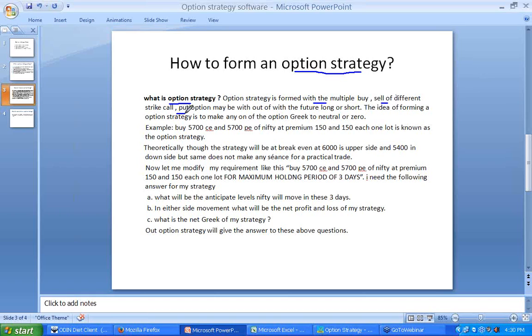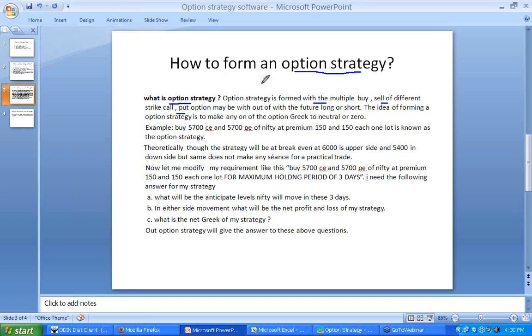You may include a future long or short along with the option also. So this combination of buying and selling different strikes, call option, put option, or same strike, call option, put option with different action of buy and sell is known as the strategy.